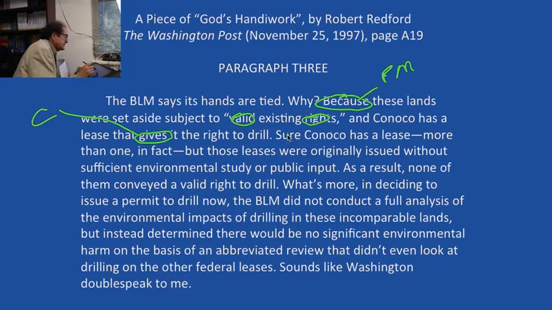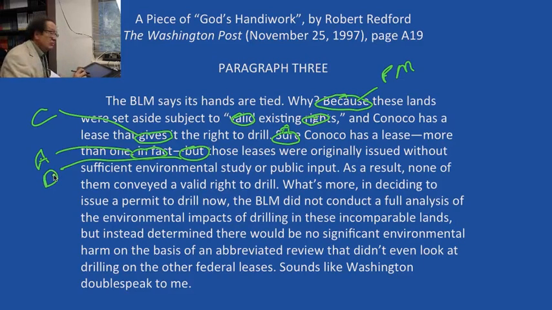Sure, Conoco has a lease. Sure is going to be an assuring term. More than one, in fact. In fact is another assuring term. But is going to be a discounting term, indicating that there's an objection being responded to.